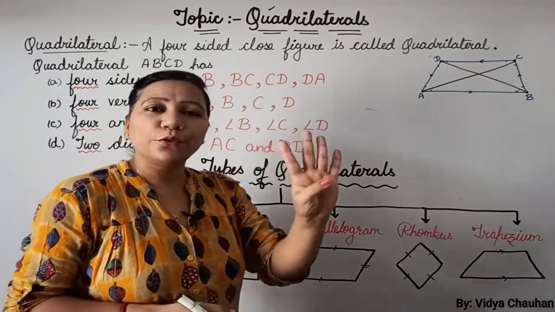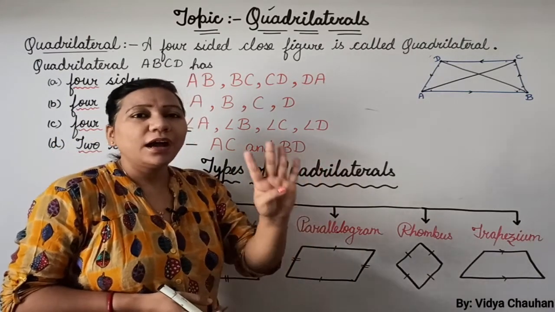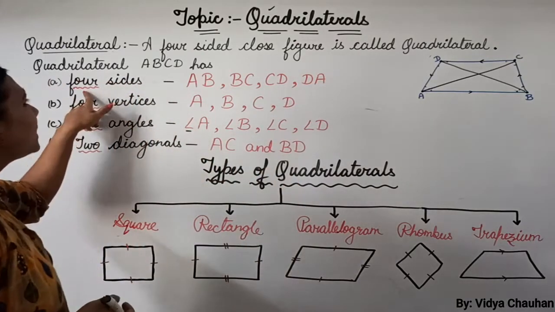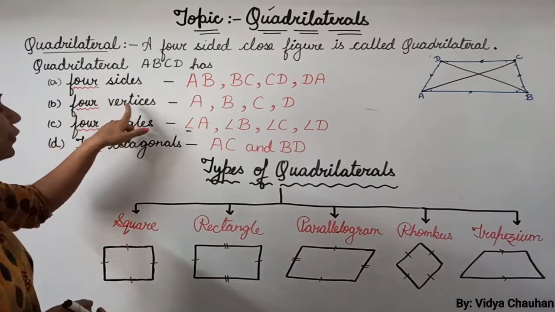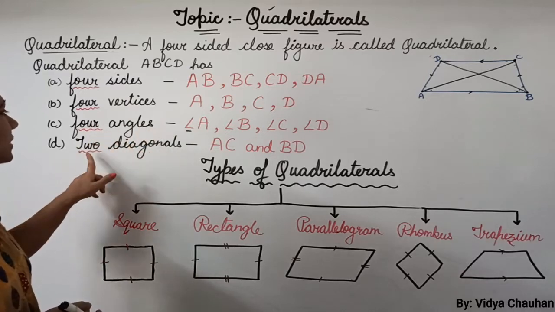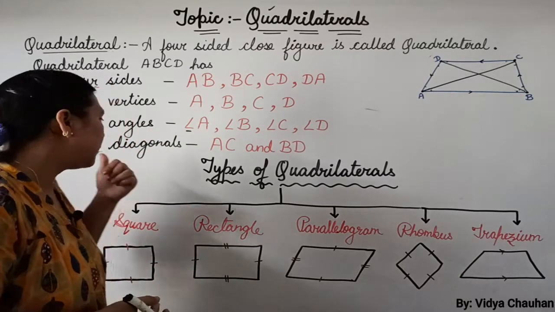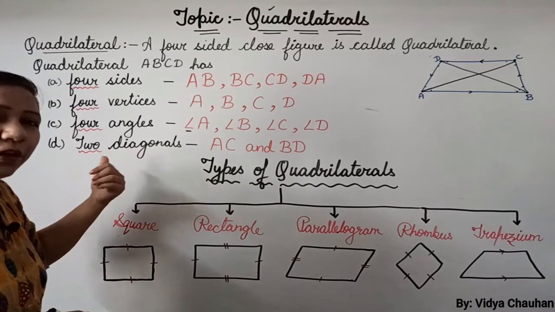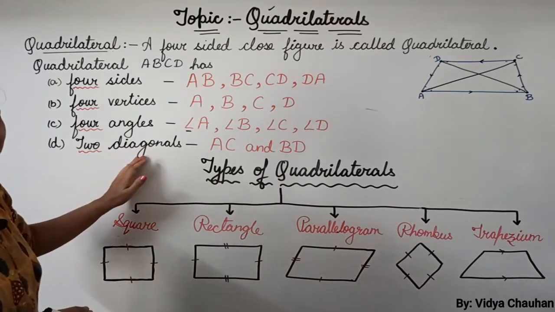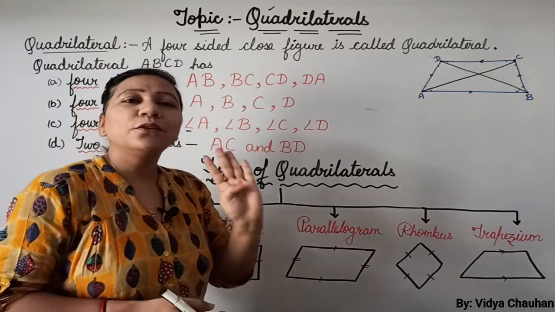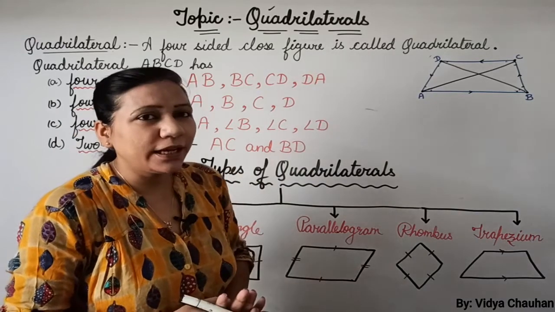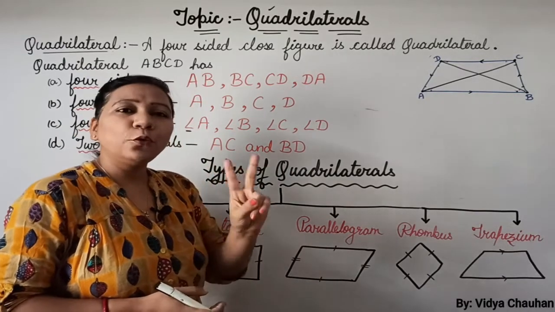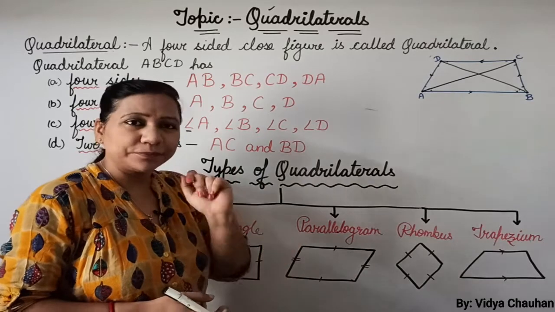A quadrilateral is a four-sided figure, and apart from this, a quadrilateral has 4 sides, 4 vertices, 4 angles and 2 diagonals. So 4 angles, 4 vertices, 4 sides and at the same time only 2 diagonals.